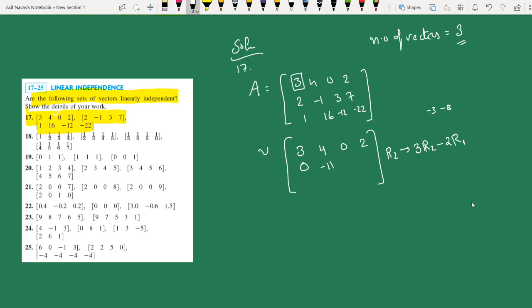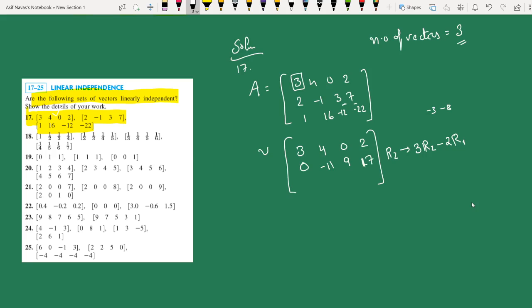What is the next value? It is 9: 3 into 3 is 9, minus 2 into 0. What is the next value? Here, 3 into 21 minus 4, that is 17.